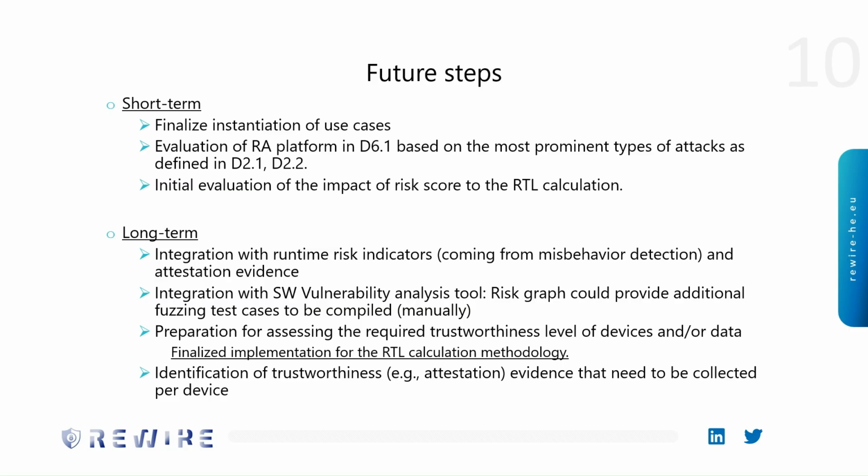At the same time, the risk graph needs to be integrated with the software vulnerability analysis tool in order to evaluate additional fuzzing tests to be enforced during the testing of the software vulnerability analysis process. On a similar note, we will work on the finalization of the RTL implementation, but also work on how the risk results could be associated with the identification of the trustworthiness evidence, such as attestation mechanisms that need to be collected for each device.